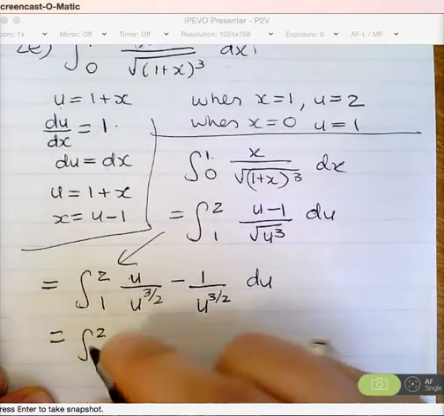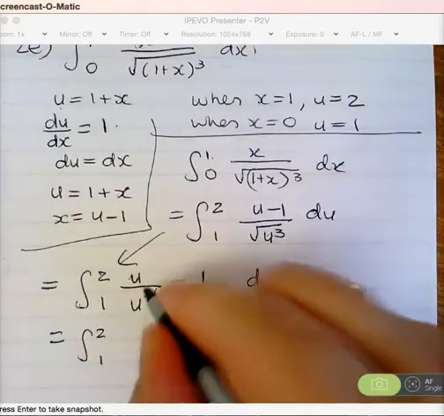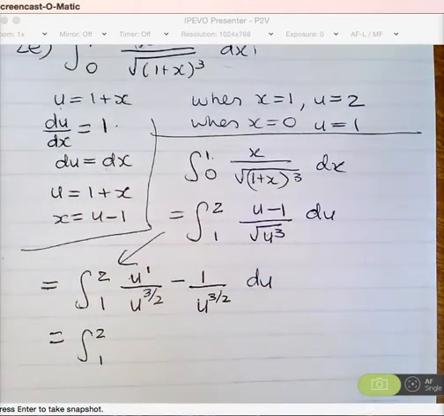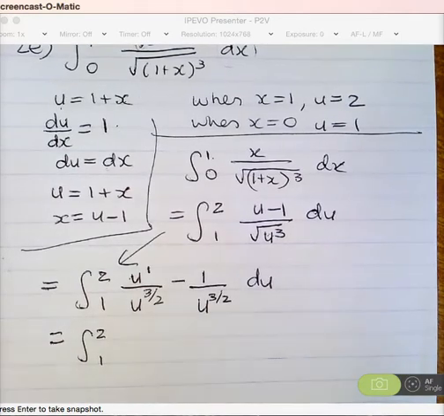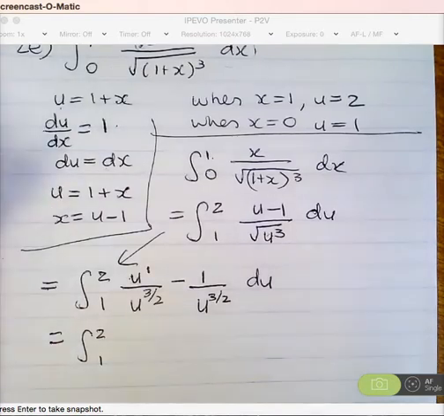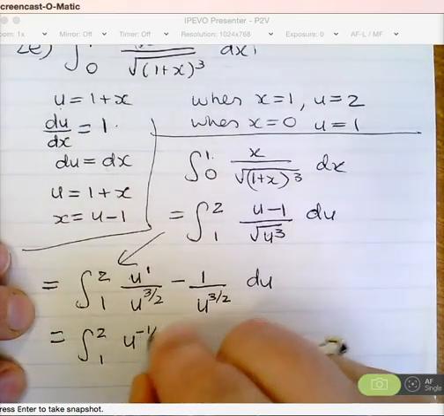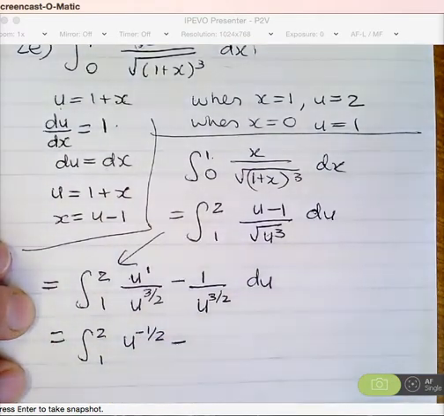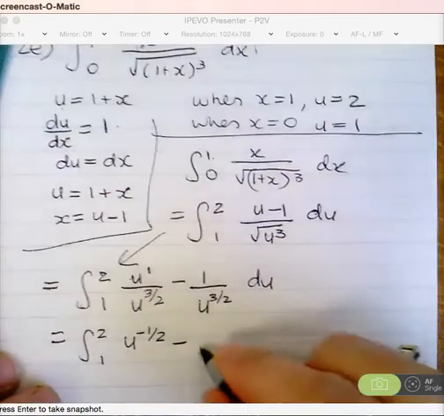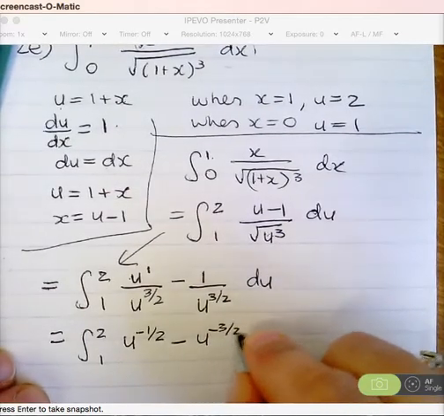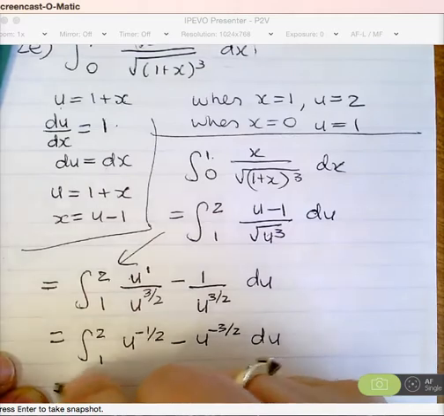So what do I do before I start? This is u to the 1 over u to the 1.5. What do I end up with? Don't you subtract the indices? What's 1 minus 1.5? Negative a half. So it's u to the negative a half minus, and we just lift the 3 on 2 up to the numerator. Got it?